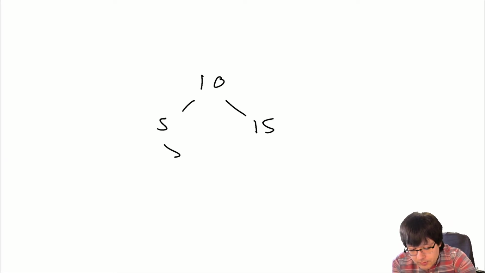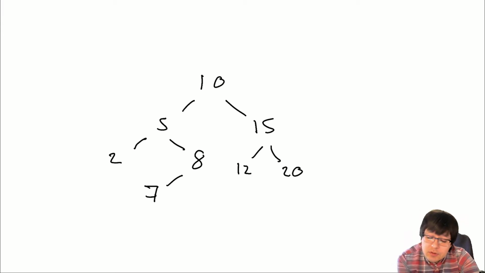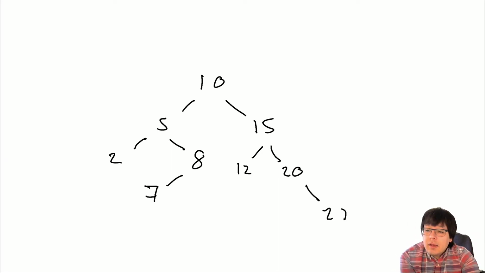So let's say we have 10, 5, and yes, I switched to numbers just because I want you to not focus on just letters. And then we have maybe like an 8, 7, 2, and then maybe like 12, 20, okay? So, 21. If I want to delete a node, what do I replace it with?